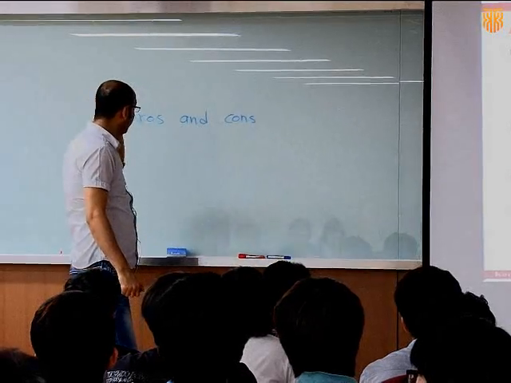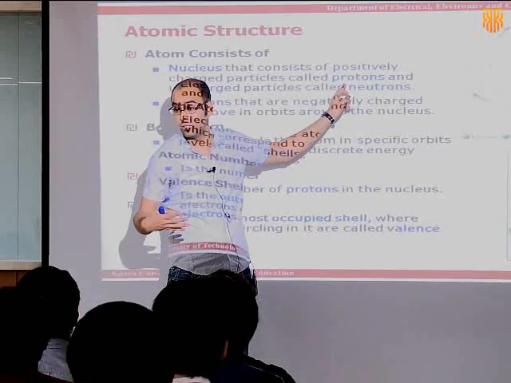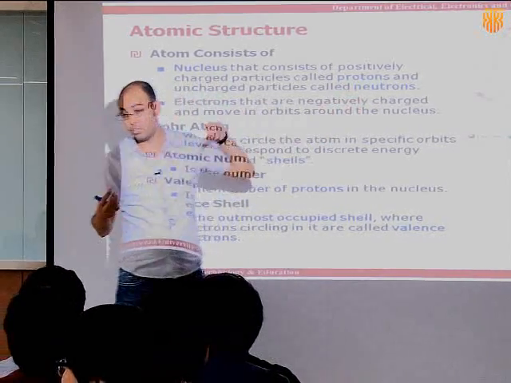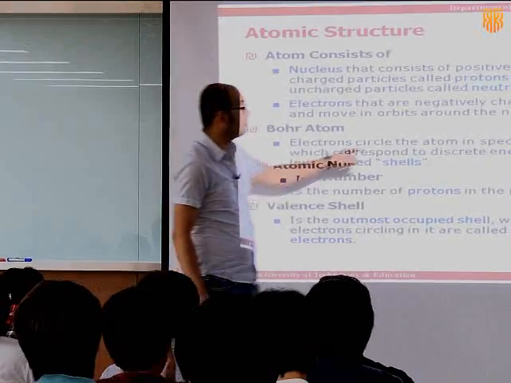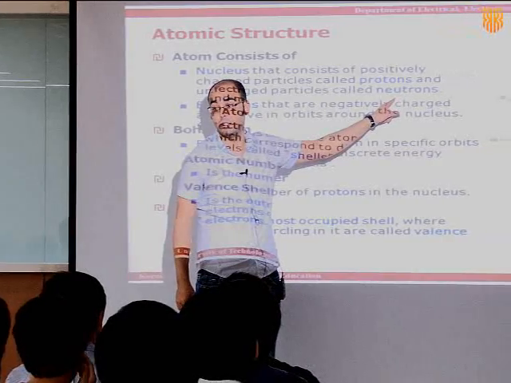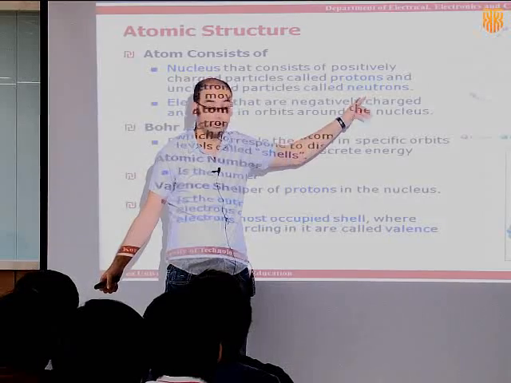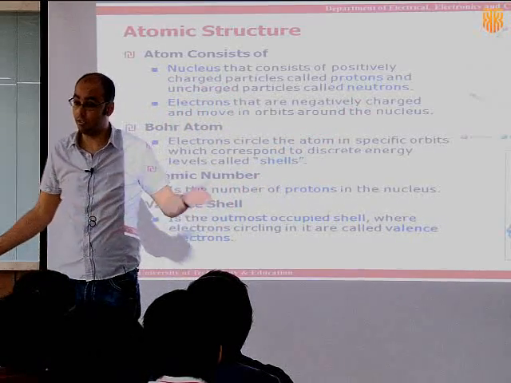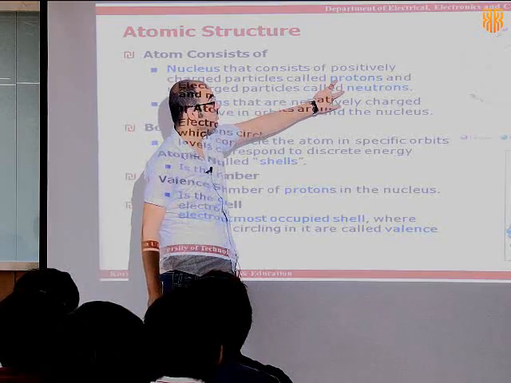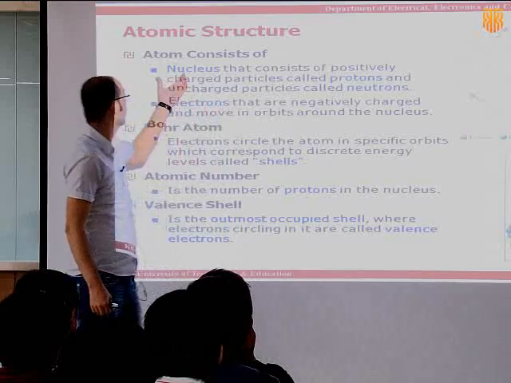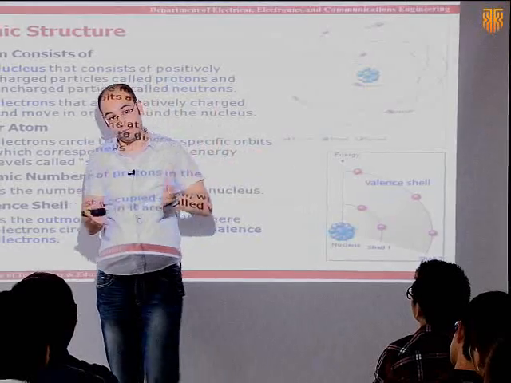So this one, pro, means it is positive, okay? Positive particles. Neutrons, neu, what does it mean? Neutral, right? Not positive, not negative, okay? So these two particles exist where? Inside the nucleus, inside the Earth, okay?